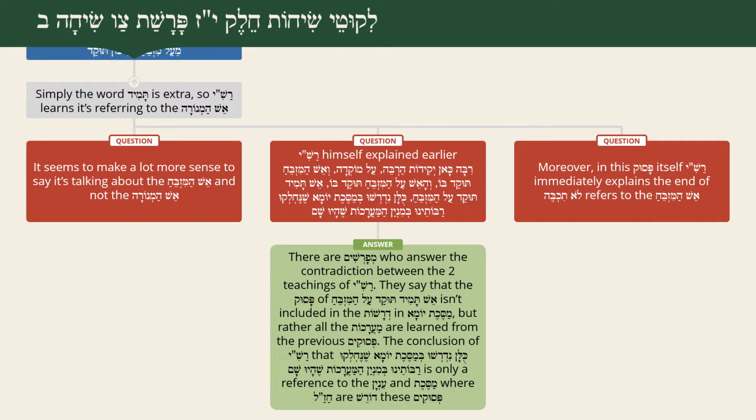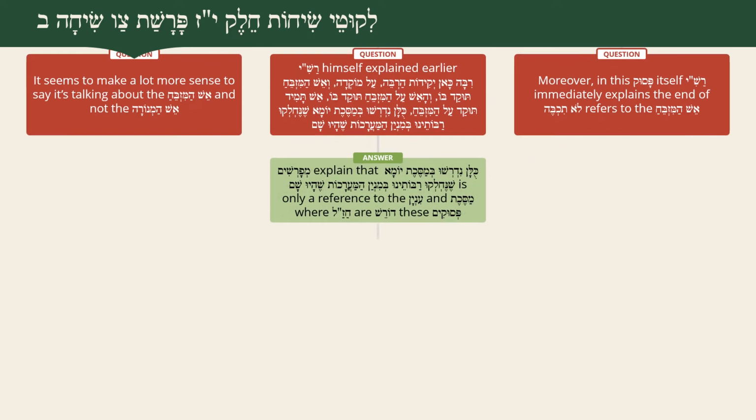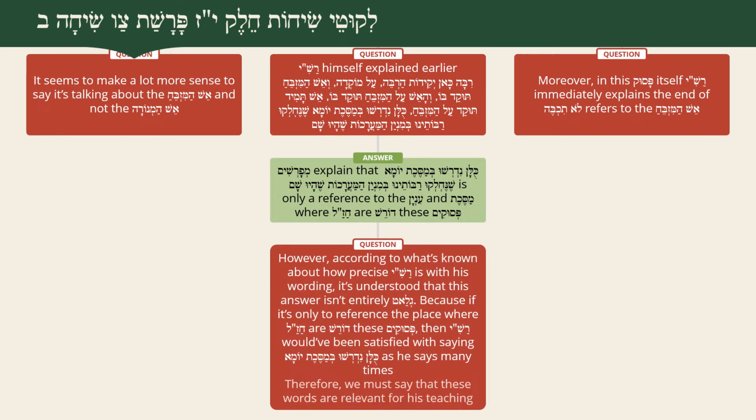He's just telling us that that pasuk is explained and expounded upon in Maseches Yoma, in the Inyan, in the topic where they argue about the number of fires on the Mizbeach. However, according to what's known about how precise Rashi is with his lashon, with his wording, it's understood that this answer isn't entirely glat. It doesn't fit in so smoothly.